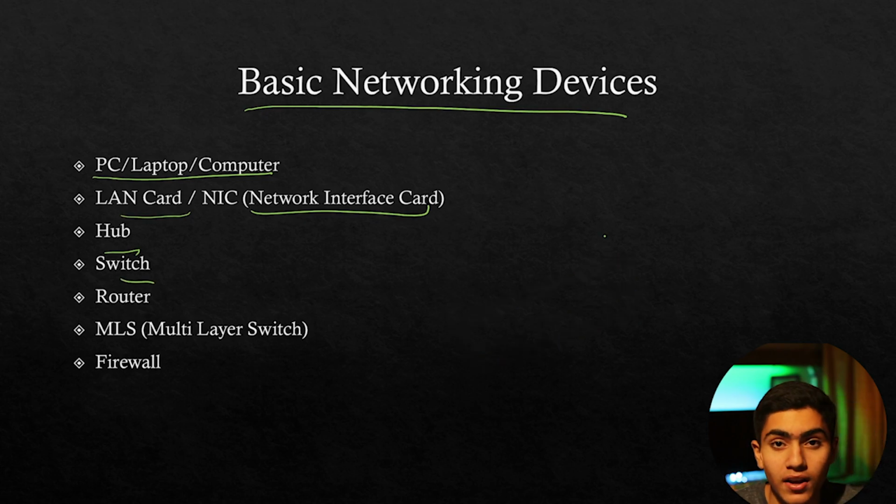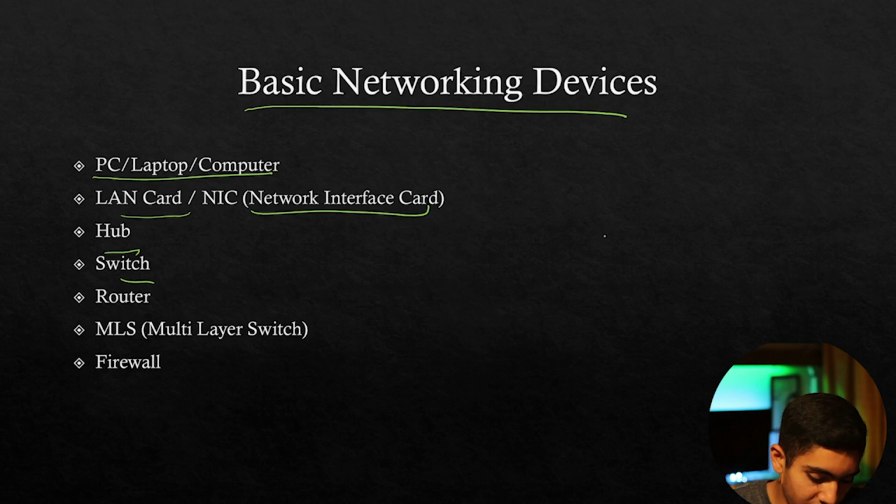Next, we have a switch. A switch is a device that has a brain. It looks like a hub, it has ports, but it has a brain. So let's say I want to reach another user, and around 50 users are connected to that particular switch. It will send my request to that particular user, and that response will come back to me. You will be learning that in the later slides.